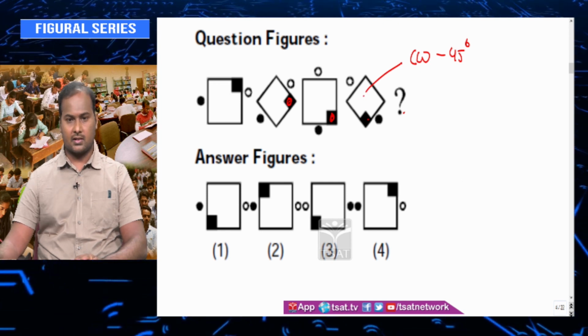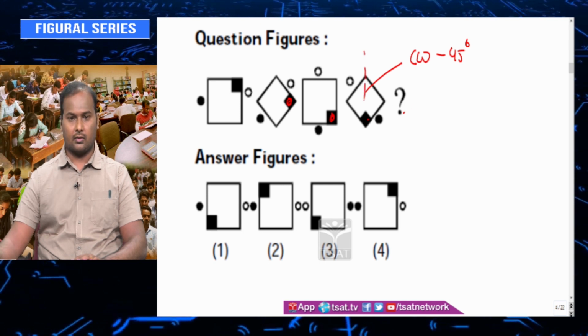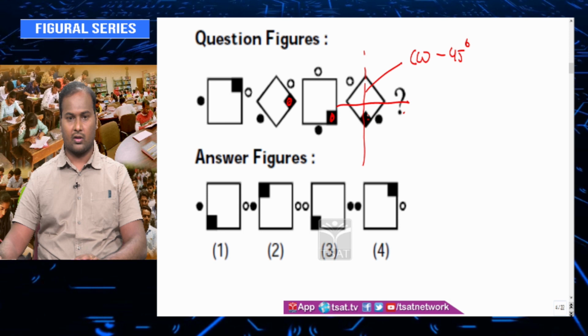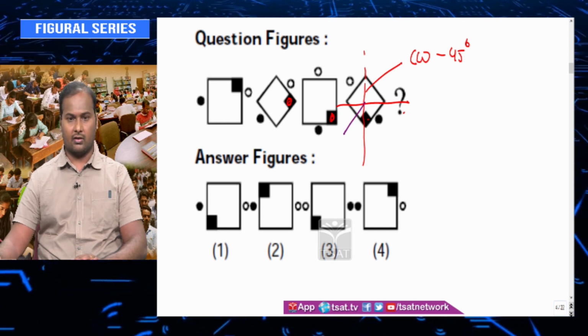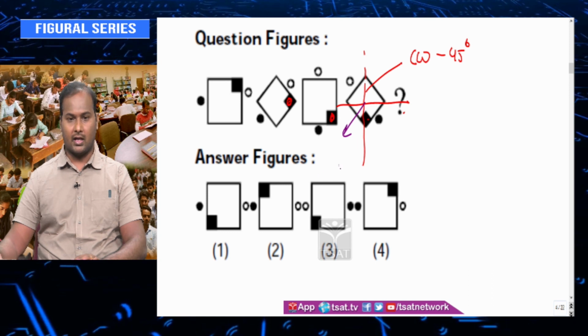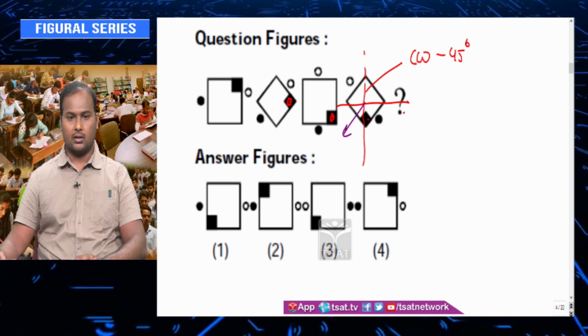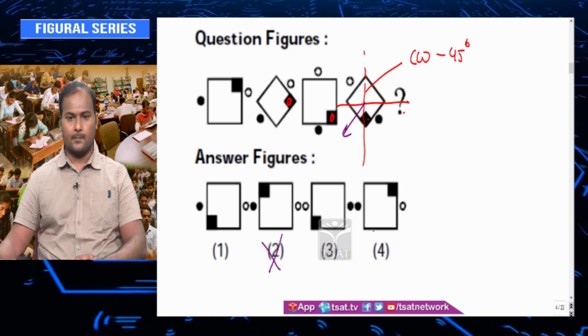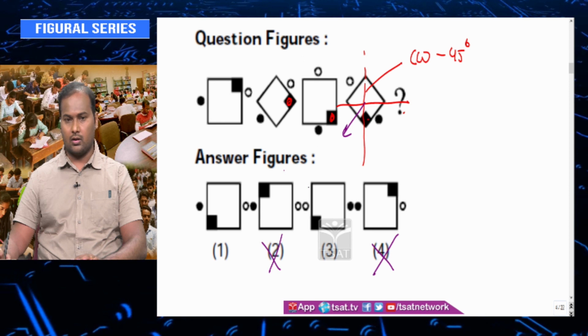Now you apply this same rotation, clockwise 45. Now see here, draw two lines like this. Now 45 degrees means the direction will be like this, right? So the direction here fits only two options, that is option 1 and option 3. So option 2 and option 4 are eliminated. Now your answer will be either 1 or 3.